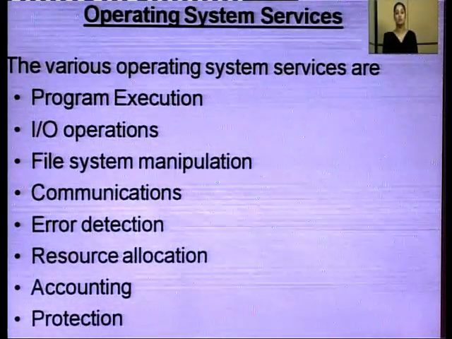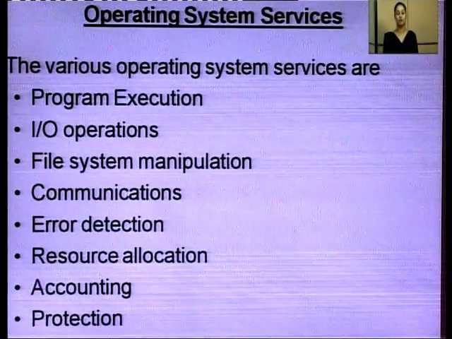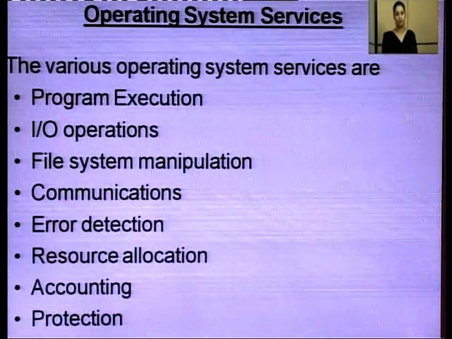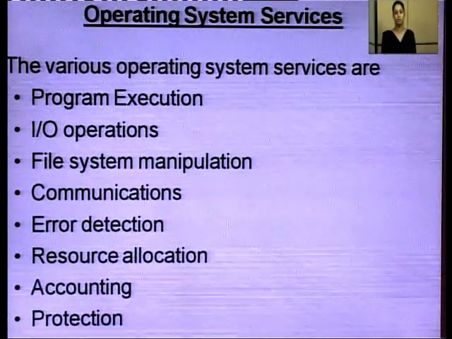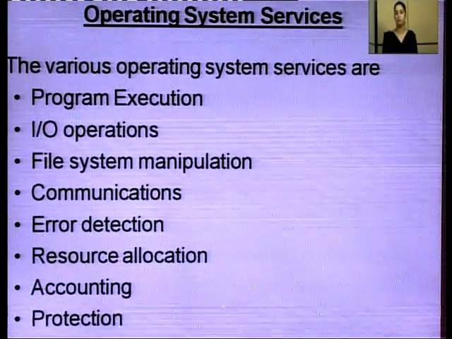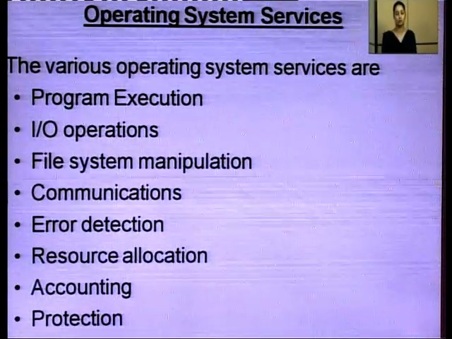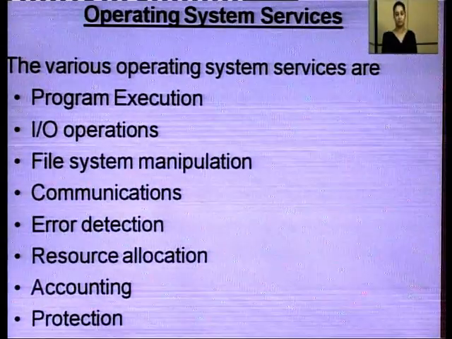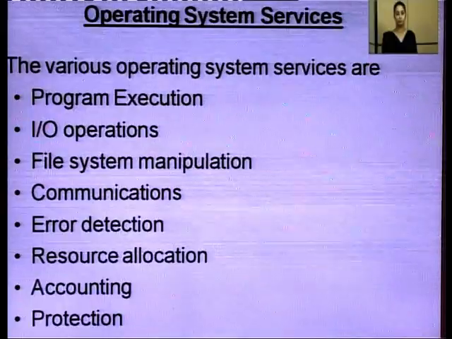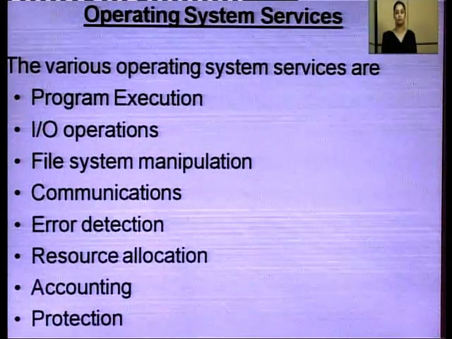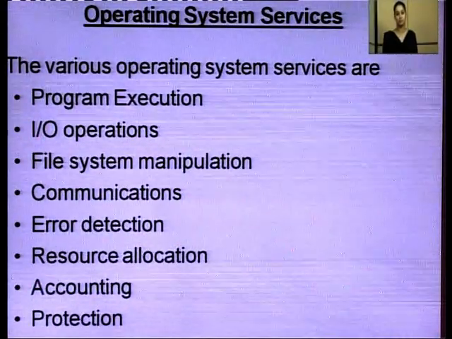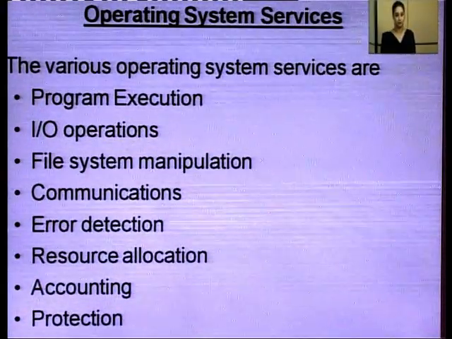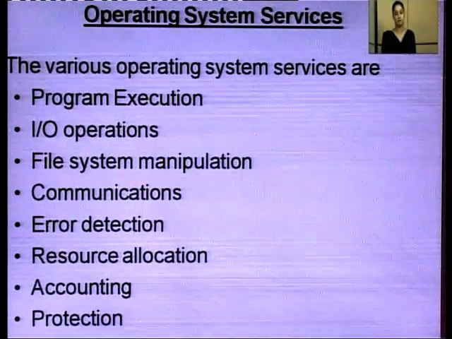Now next one is resource allocation. If I want to run a program in the system, then different resources are allocated to that process. If I want to execute any program, we have to give it to the CPU, and that becomes a process. Then we have to give various resources to it: input output devices, files, and memory. All these resources are allocated and managed by the operating system.